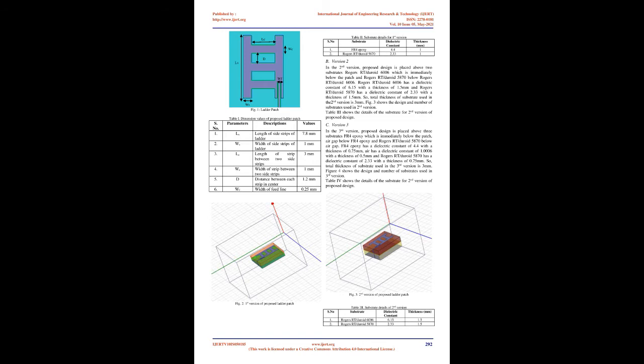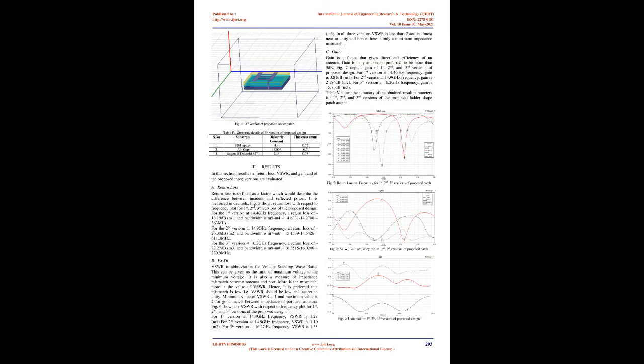A. Version 1. In the first version, the proposed design is placed above 2 substrates: FR4 epoxy, which is immediately below the patch, and Rogers RT/duroid 5870 below FR4 epoxy. FR4 epoxy has a dielectric constant of 4.4 with a thickness of 1 mm, and duroid 5870 has a dielectric constant of 2.33 with a thickness of 1 mm. So, the total thickness of substrate used in the first version is 2 mm. Fig. 2 shows the design and number of substrates used in the first version. Table 2 shows the details of the substrate for the first version of the proposed design.